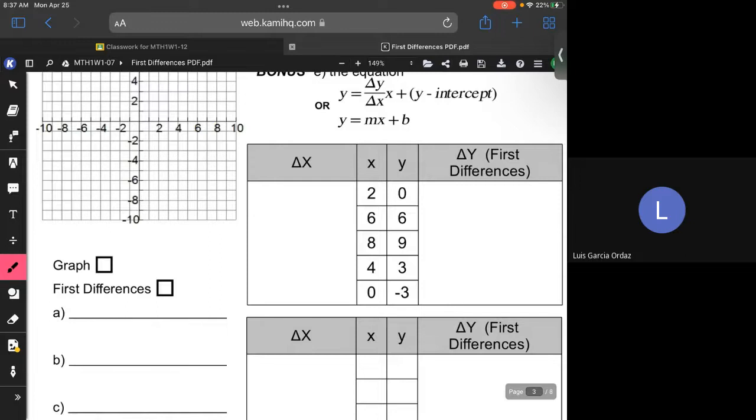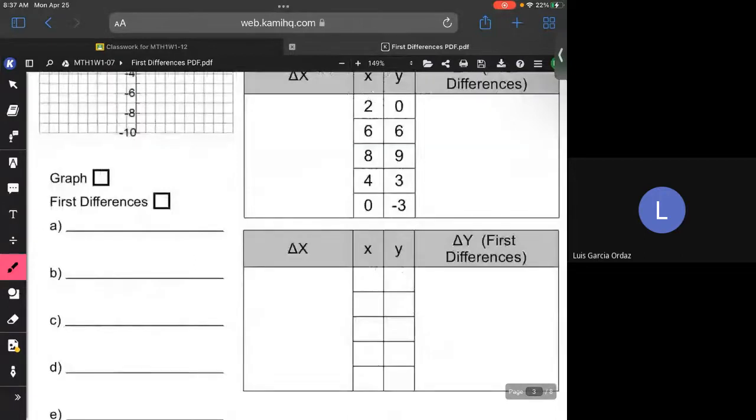So what would come first? 0, and what's the y value when it's 0? Negative 3. So 0, negative 3. What would come next? 2 and 0. What comes after 2, 0? 4, 3. What comes after that? 6, 6. And then 8, 9. Yep. There we go.